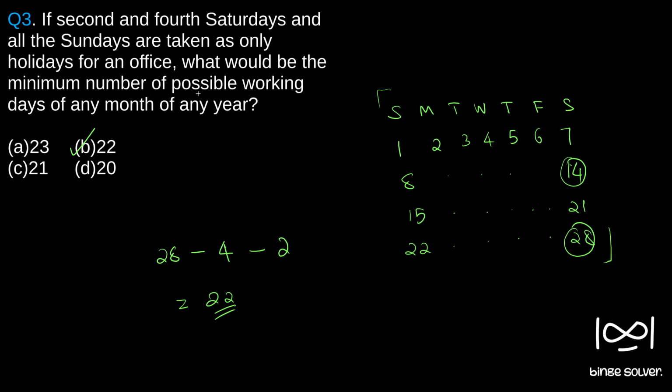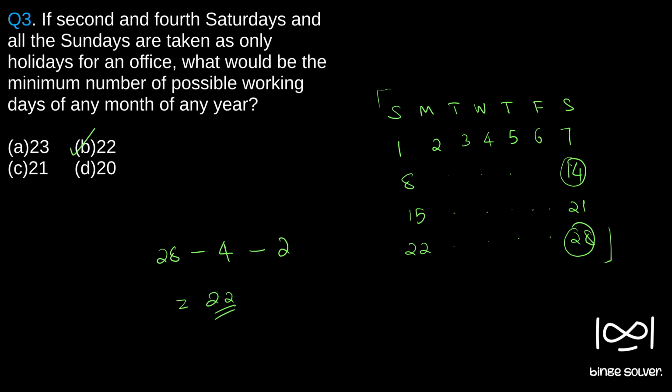There can't be a lesser number of working days than this, because we have maximized the number of holidays and minimized the total number of days in a month. That is possible. Okay, so the solution to question 3 is B, 22.